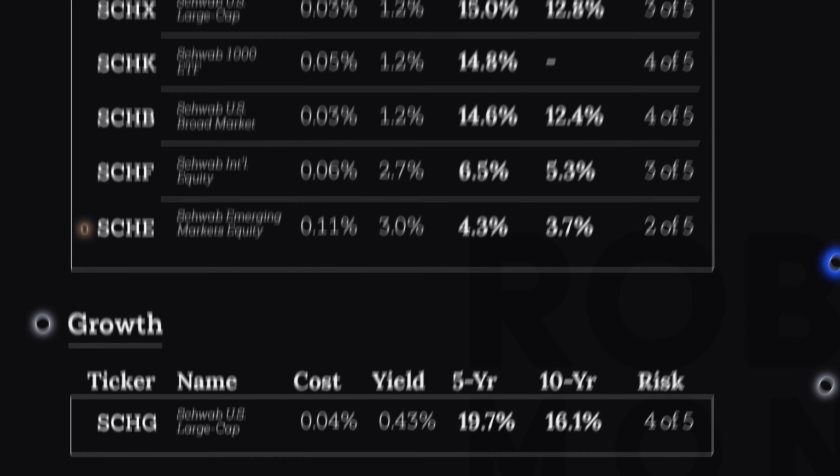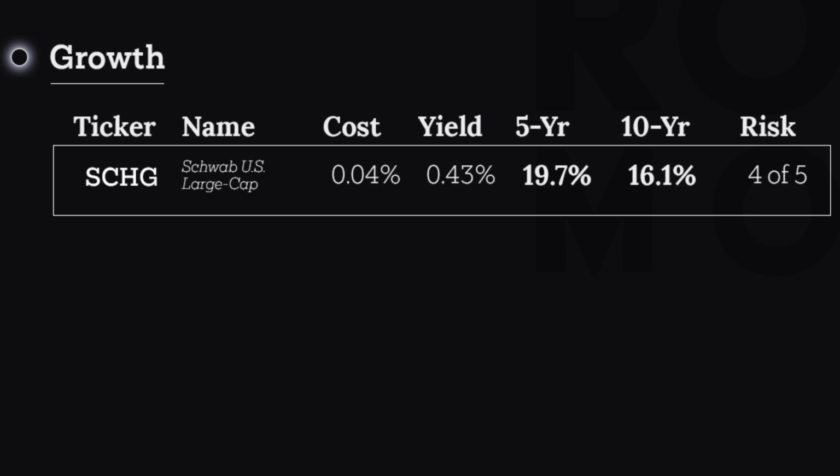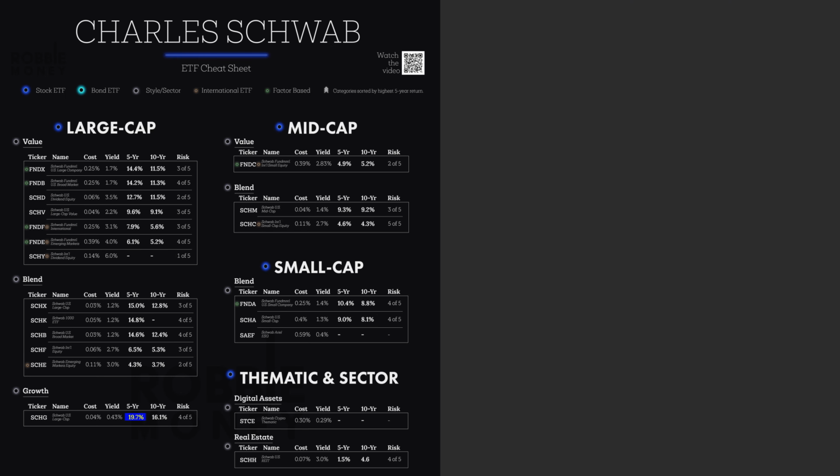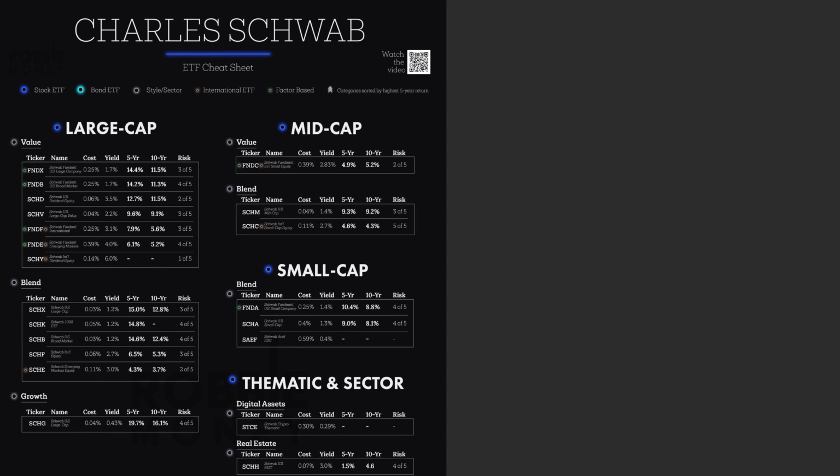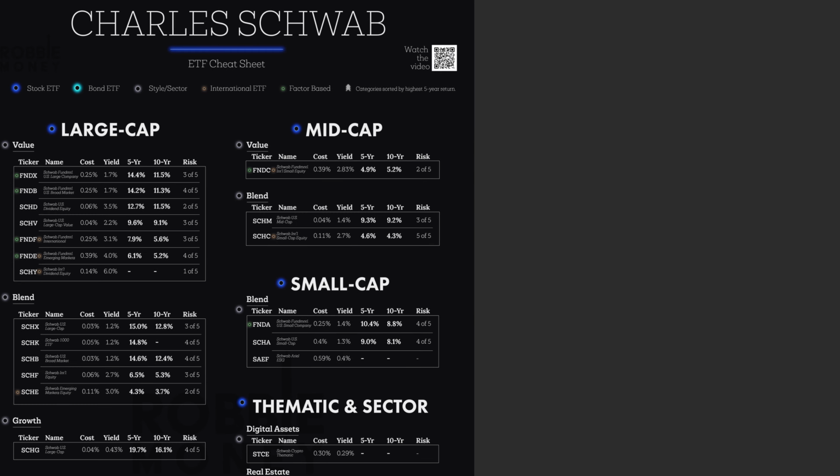And we can see there's only one true growth ETF offered by Charles Schwab, that's SCHG. And that actually had the highest rate of return out of all the ETFs in the large cap category at 19.7% annually. So let's not stop here. There are still more ETFs that Charles Schwab offers inside its product suite.